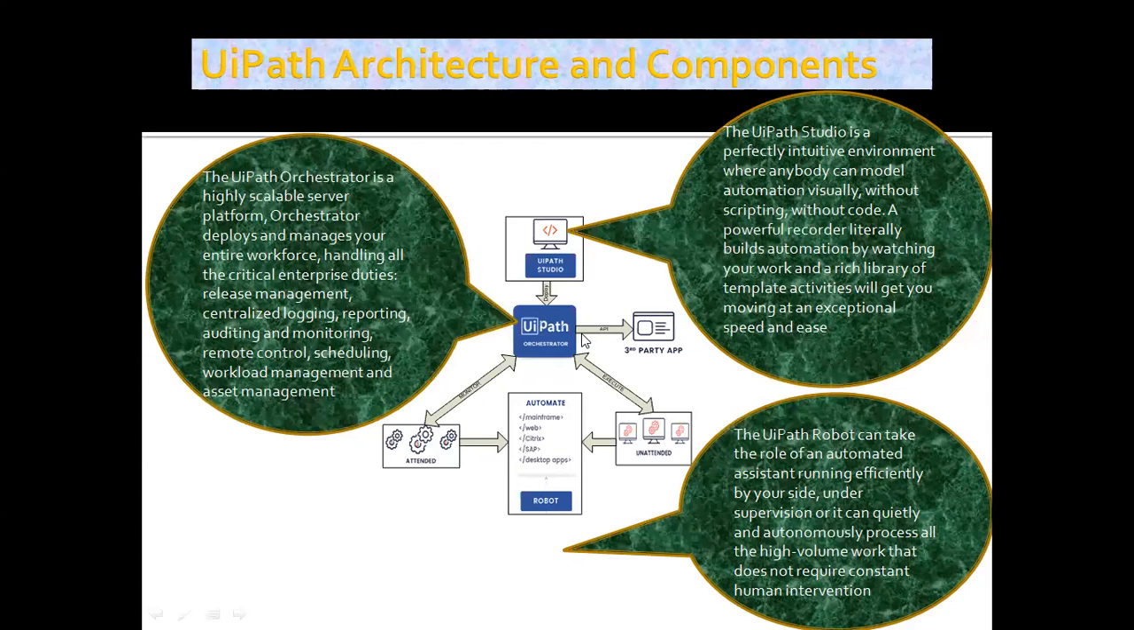Basically there are 2 types of bots here. One is the attended bot, and the second one is the unattended bot. The unattended robot is basically to execute your processes. The attended bot is just to monitor the robots or processes or whatever it is. That is the high-level architecture.